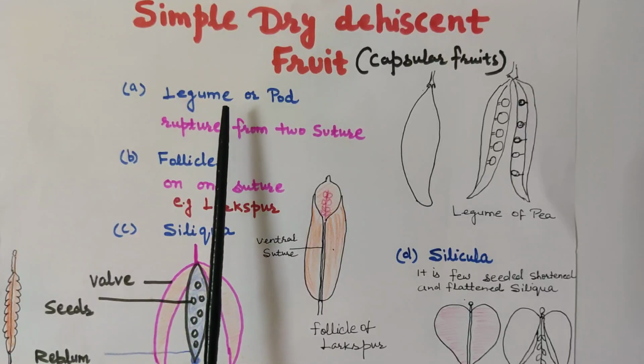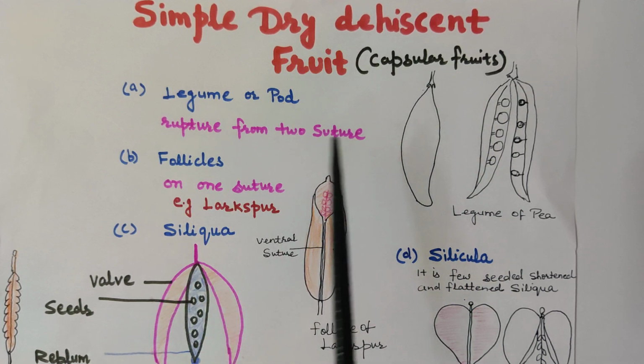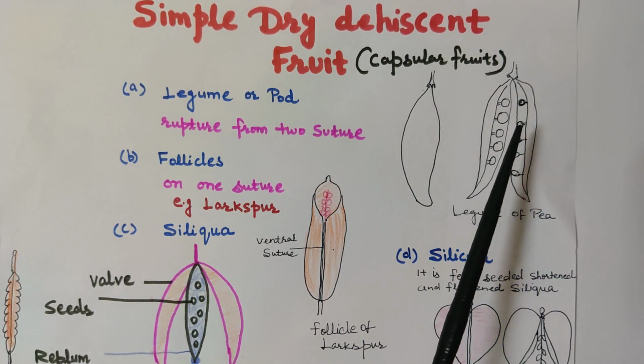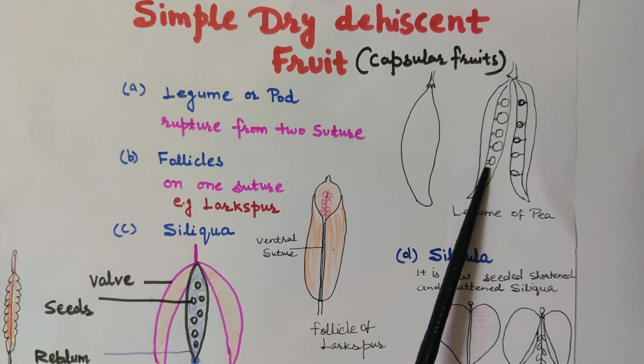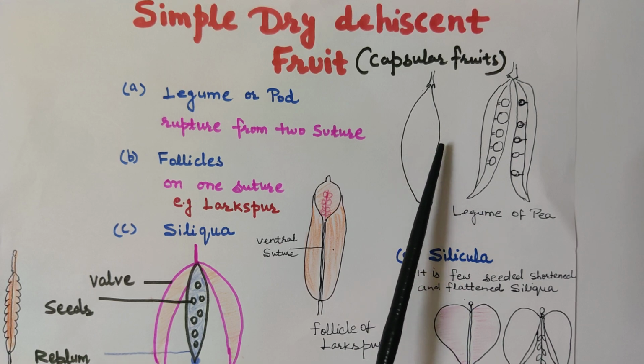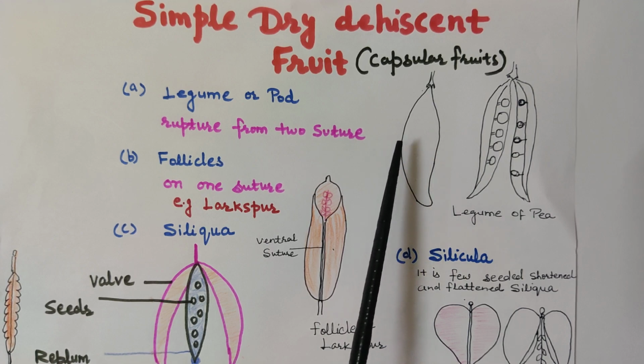These are the fruits which rupture from two sutures, that is ventral or dorsal. From both sutures they can rupture to release their seeds. This is representing the suture on which seeds are present. So the pod can rupture from its dorsal suture as well as from its ventral suture.